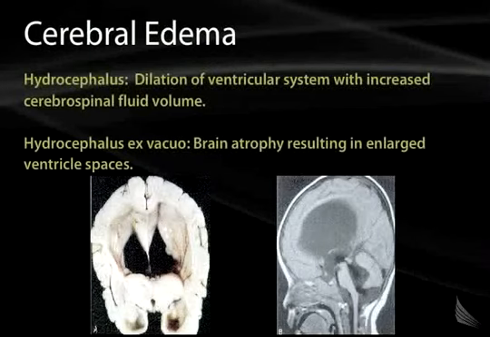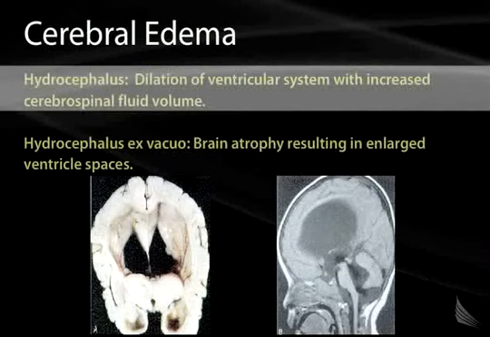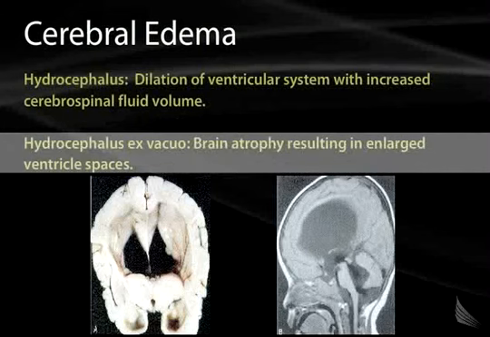Now, cerebral edema can lead to hydrocephalus. Hydrocephalus is dilation of the ventricular system with increased cerebrospinal fluid volume. And there's hydrocephalus ex vacuo, which is brain atrophy resulting in the enlarged ventricular spaces.